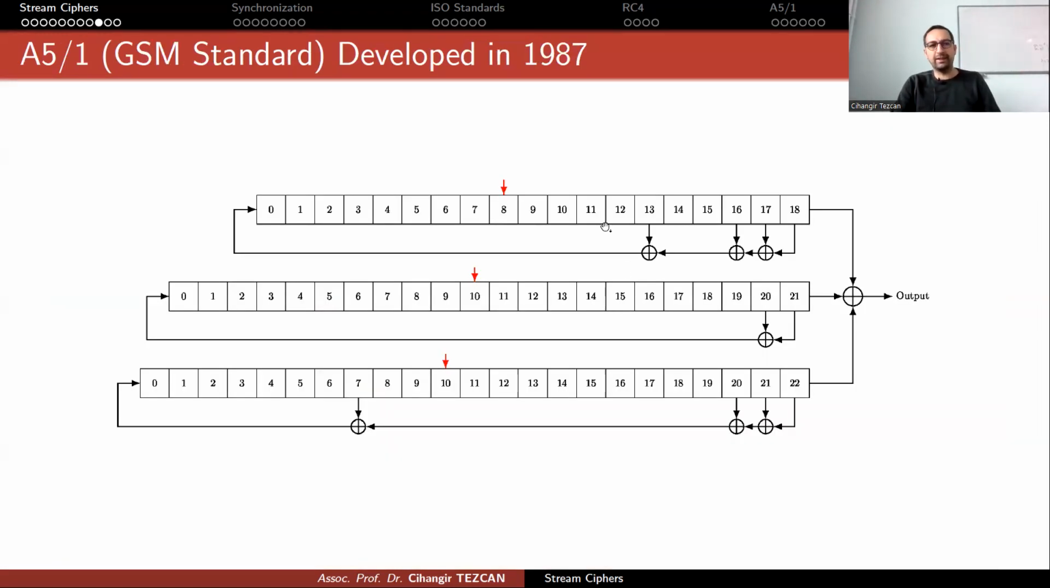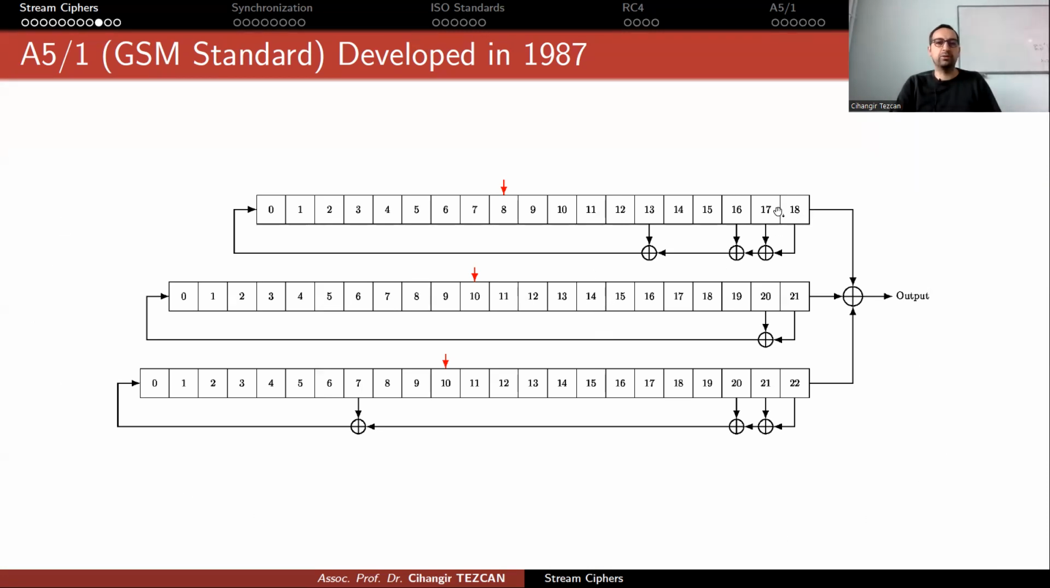So let me show you an example. This is A5/1, the GSM standard developed in 1987. I think it was kept secret initially, but since you put it into every device, every mobile phone, it is easy to reverse engineer. But as you can see, it is a very, very simple design. We have 3 LFSRs. At one tick, each LFSR produces an output, and you just XOR them as the output. If you think about this, it is very easy to implement in hardware.